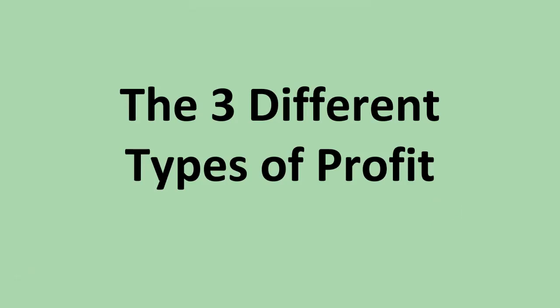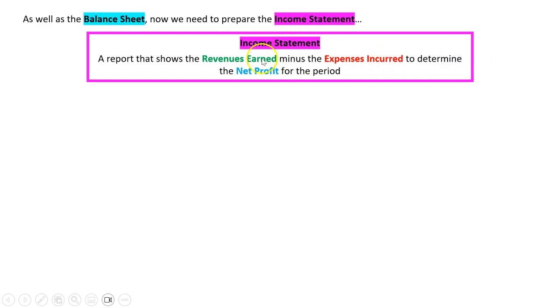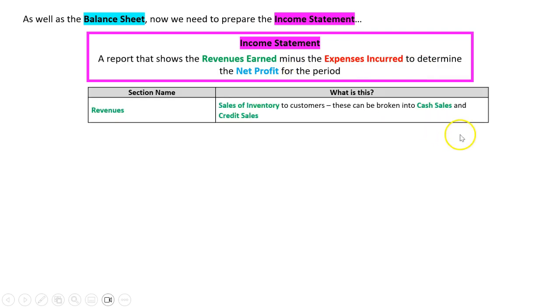So far in our course we've done a lot of work on the balance sheet. What we need to do now is move on to another report which covers profit. The first thing we want to do is look at, well, there's actually three different types of profit that we're going to need to calculate. So, as well as the balance sheet, we're now going to prepare a statement called the income statement. And that is a report that shows the revenues earned minus the expenses incurred in order to determine the net profit for this period. And here's the sections that we're going to have.